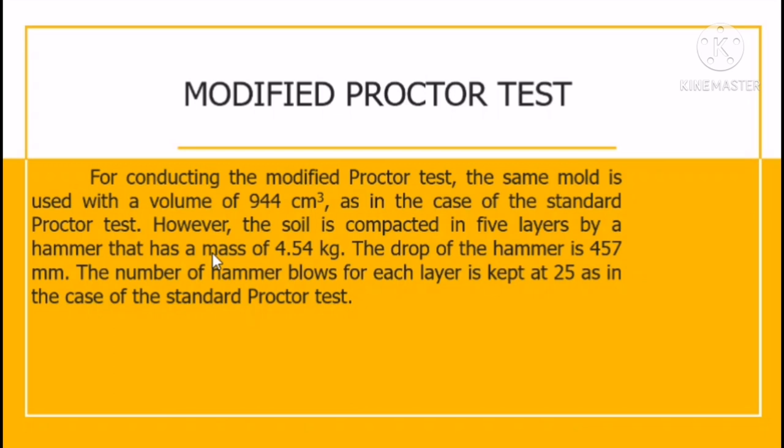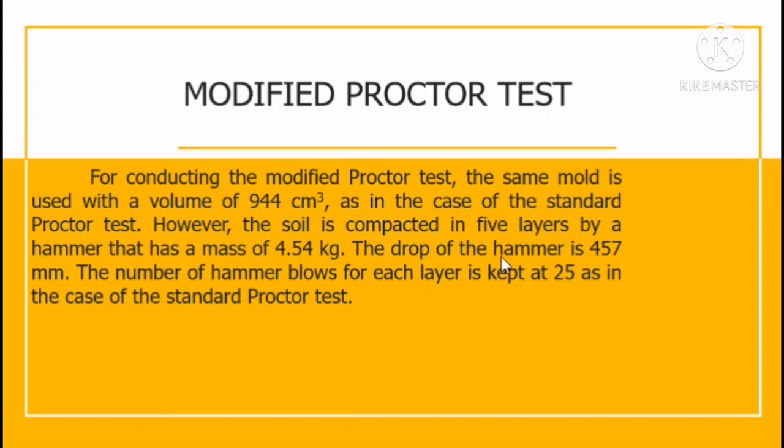So, yung ating layers sa standard Proctor is 3 layers lang. Pero sa modified Proctor test natin is 5 layers siya. And yung mass ng ating hammer ay mas mabigat compared sa standard Proctor test. So, sa modified Proctor test, it's 4.54 kilograms.